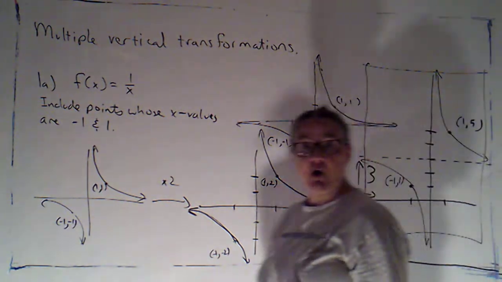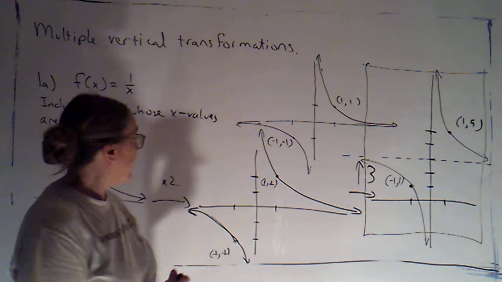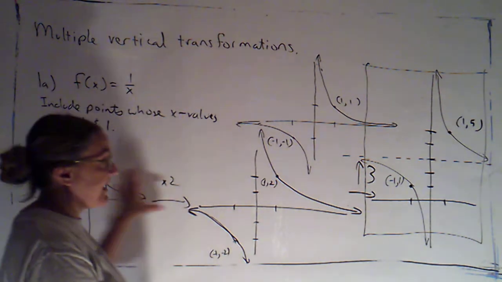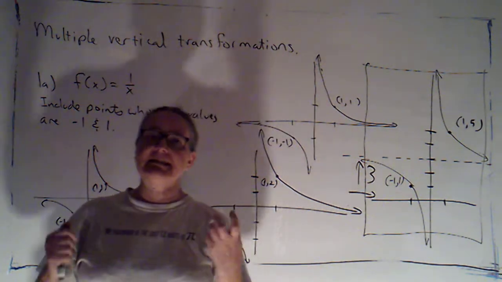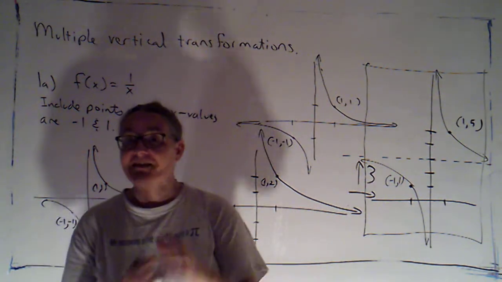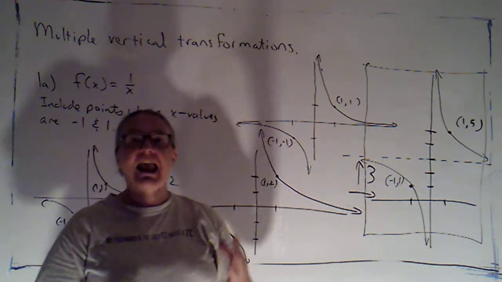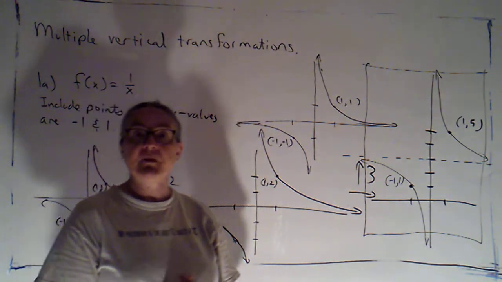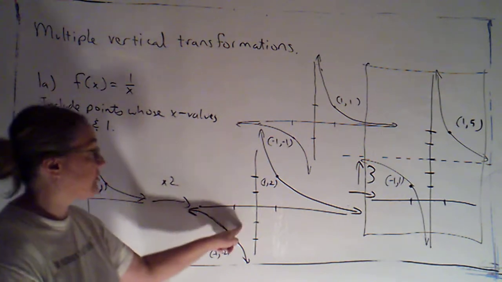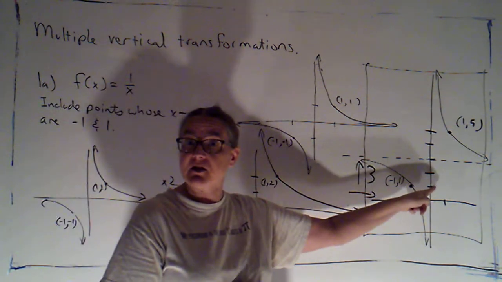Now, as far as showing your work, I'm fine if you went from this graph in part A straight to this graph in part B. But I do need to see that you did two things, that you did the vertical stretch and that you did the vertical shift as well. So one way of doing that is to do those transformations one at a time, as I've just done.